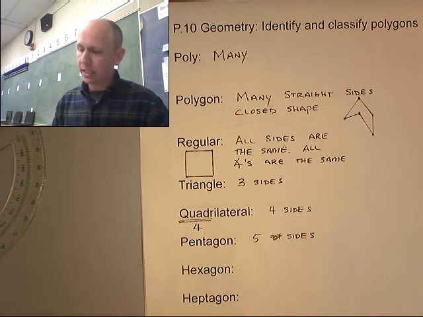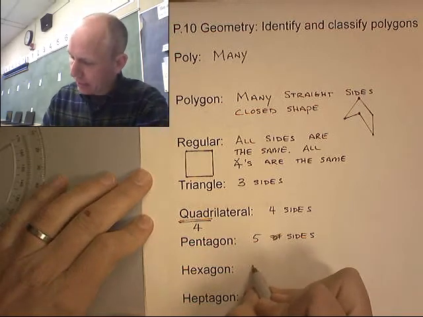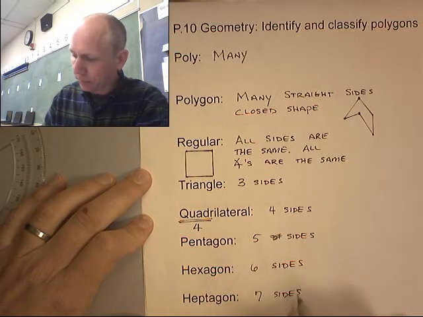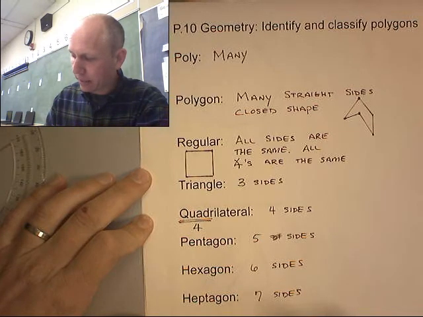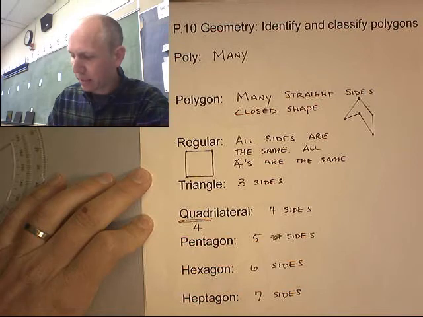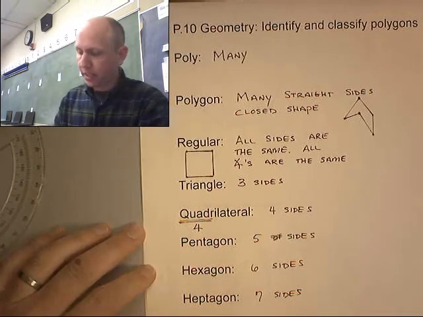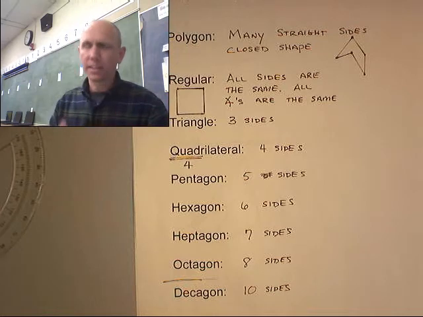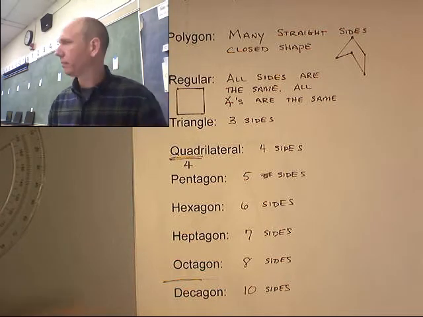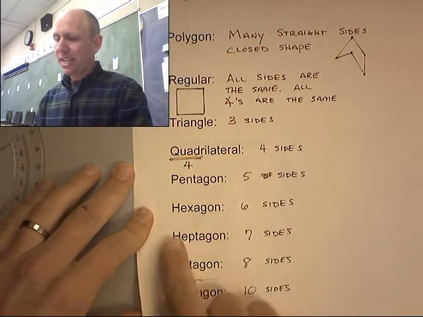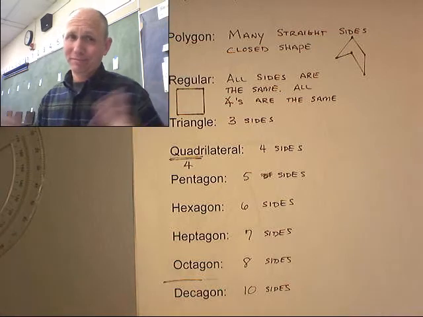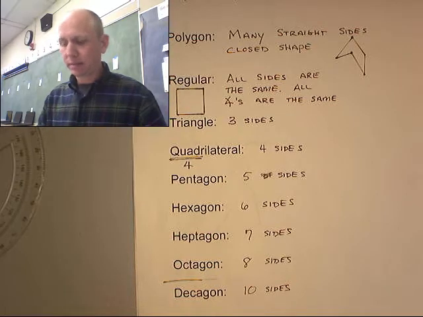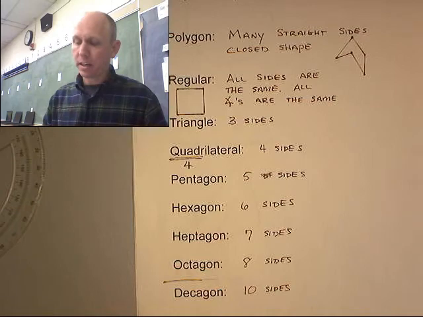Okay. Hexagon has six sides. Heptagon has seven sides. Octagon has eight sides. Decagon has 10 sides. Notice that I left out the nine-sided one. There is a nine-sided one, like a nonagon or something like that, but I've never used it. You should know penta and octagon for sure.